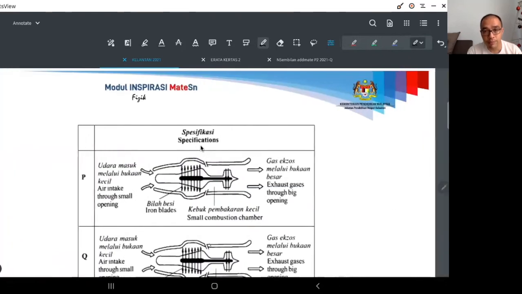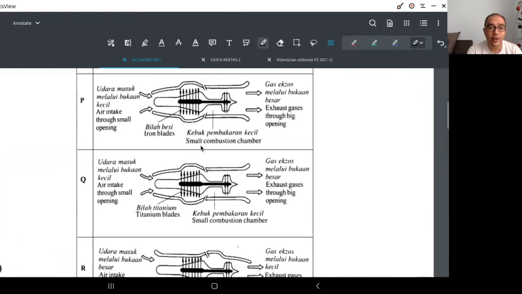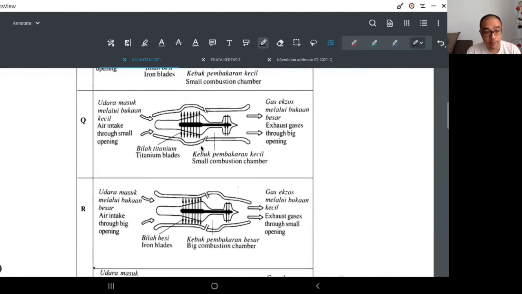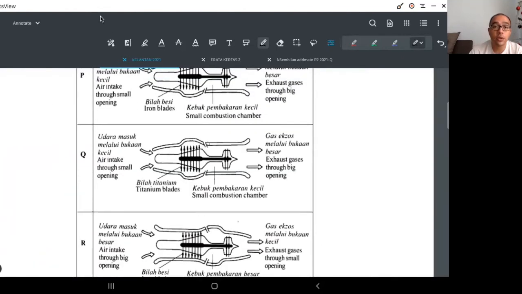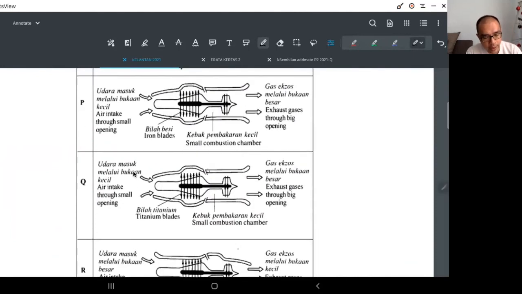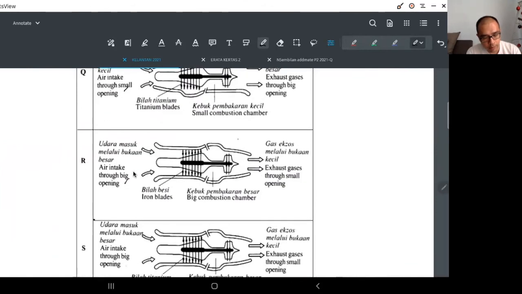Let's analyze the pictures. Oh, they give nothing. So hold on. First thing is we want to have an air intake, small opening, big opening. So what do we want? Do we want an air intake with a small opening or a big opening? This one, obviously, we want a big opening.